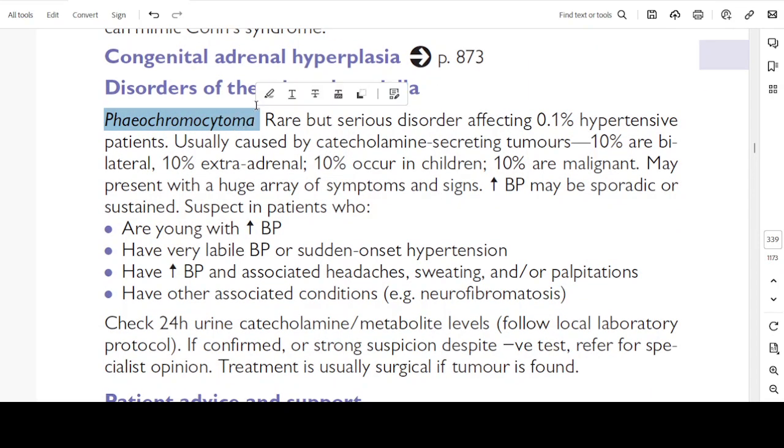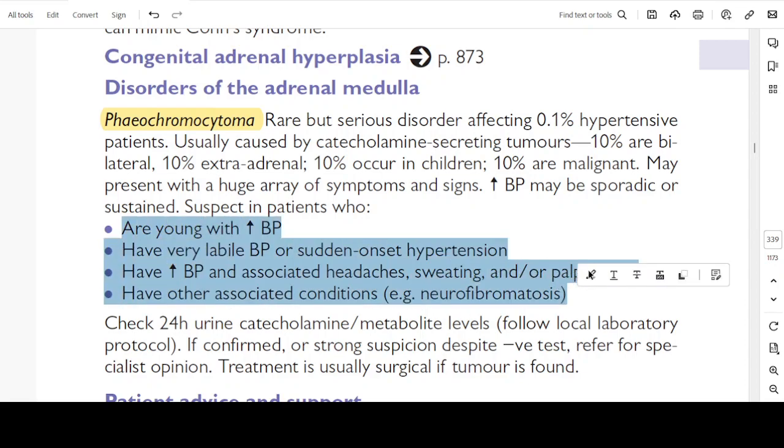Pheochromocytoma, a rare but serious disorder affecting 0.1% of hypertensive patients, usually caused by catecholamine secreting tumors. 10% are bilateral, 10% are extra-adrenal, and 10% occur in children. 10% are malignant. It may present with a huge array of symptoms and signs. High BP may be sporadic or sustained. Suspect it in a young patient with high BP, very labile BP or sudden onset hypertension, high BP associated with headaches, sweating or palpitations, or other associated conditions like neurofibromatosis.